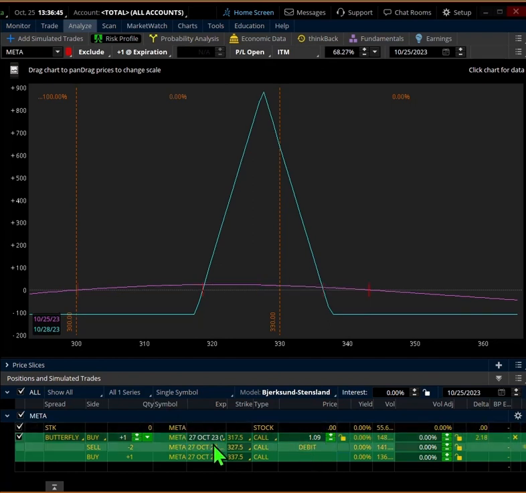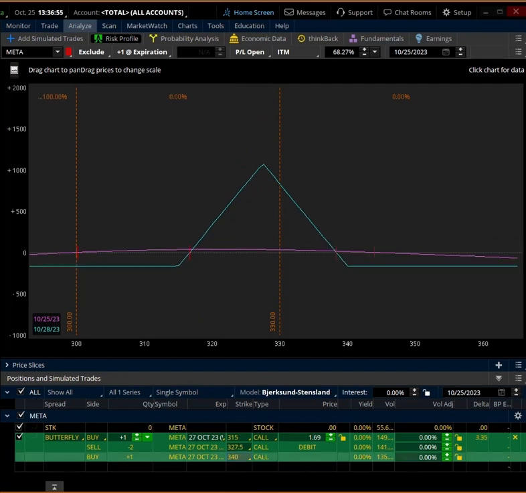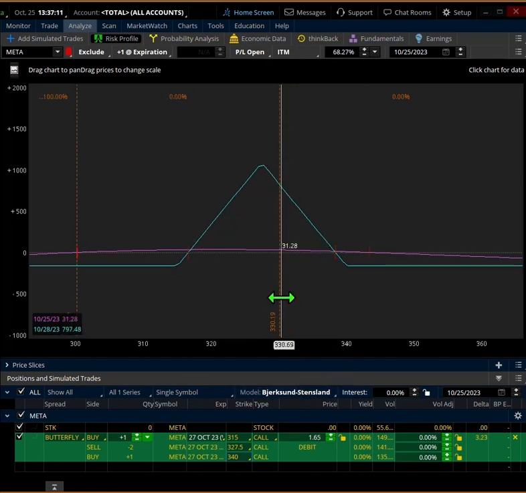But what if we widened our butterfly a little bit? What if we went down to 315 and up to 340? So again, with a 15 wide butterfly, our max profit's going to be at 327.50, which is where we hope Meta is at expiration or close to expiration. And our break-evens are going to be down here about 316.65 plus or minus and 338.65 plus or minus.